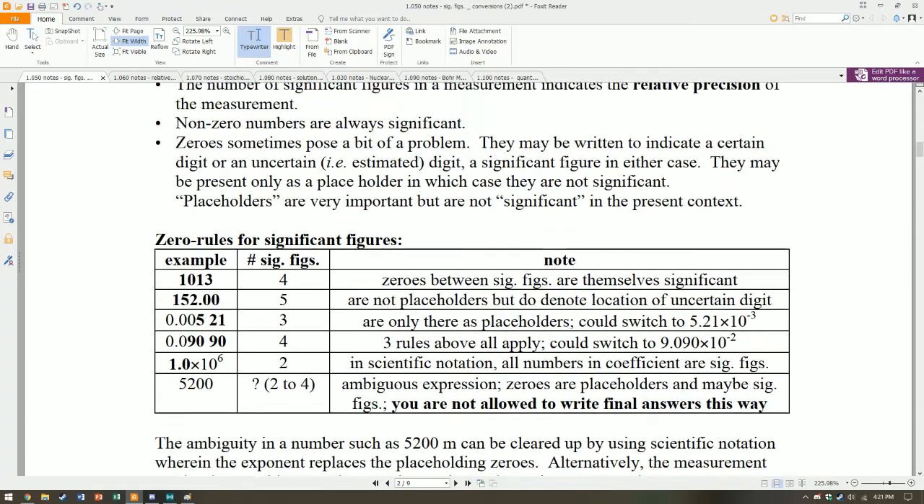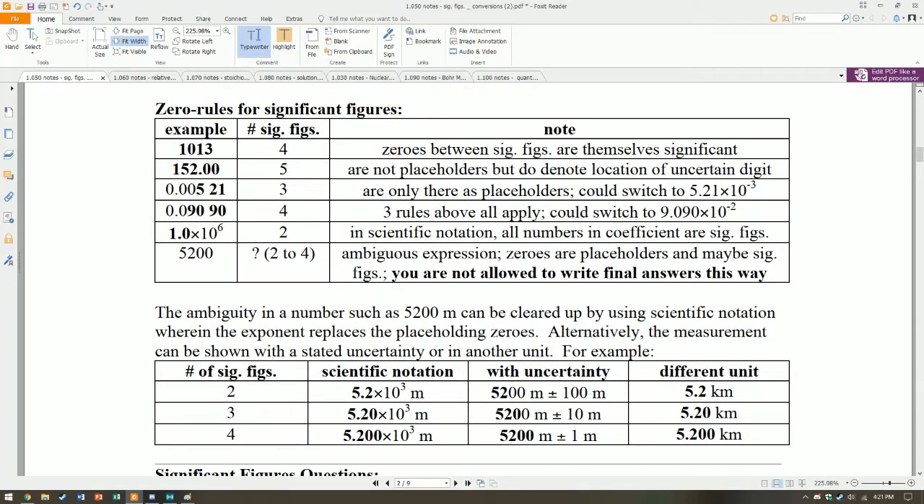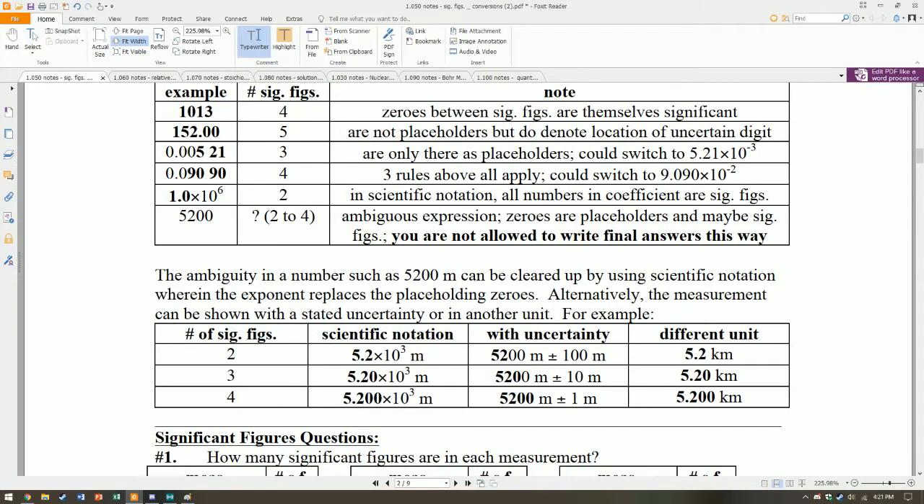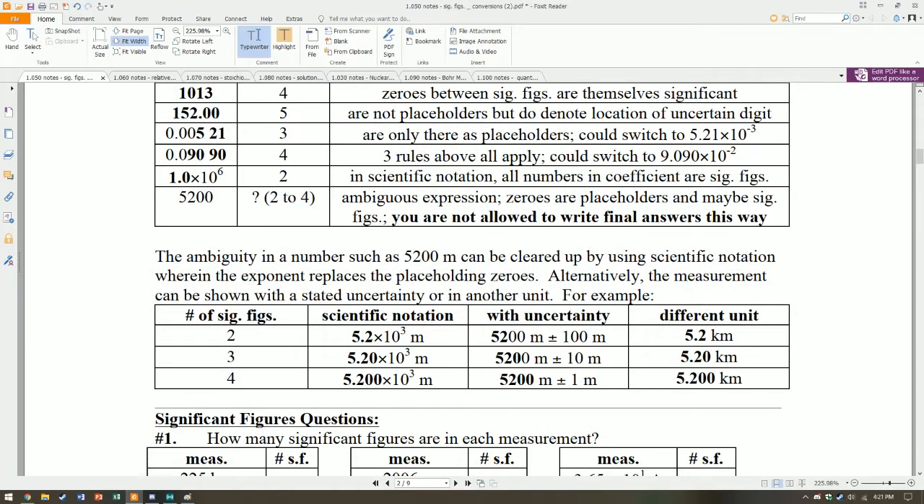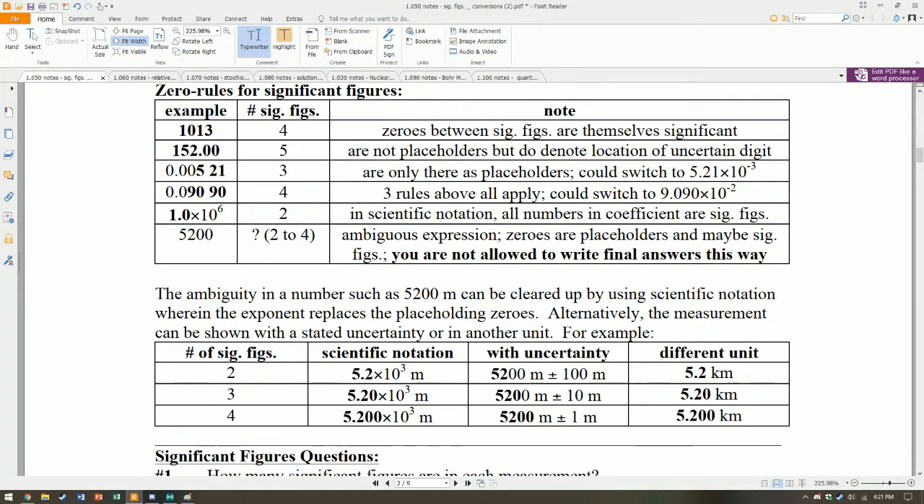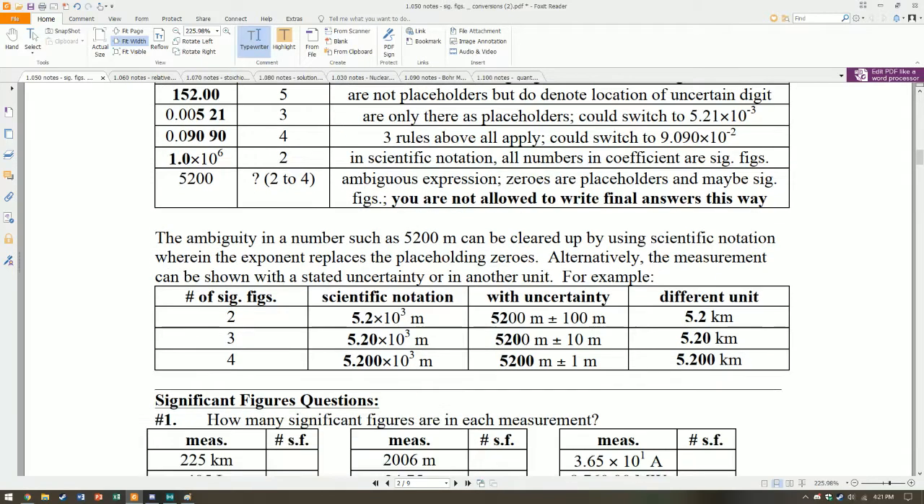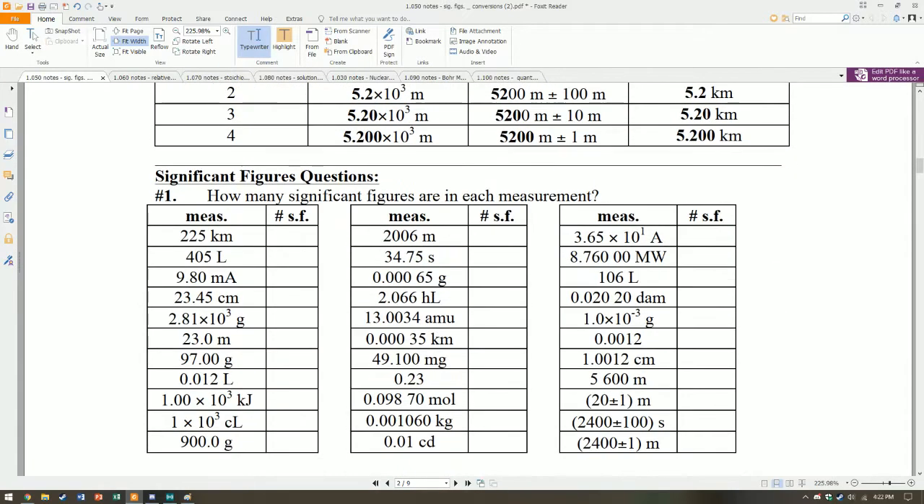You have to either switch it into scientific notation or change the units on it. So for example, you can report 5200 meters as 5.2 kilometers or 5.2 times 10 to the 3 meters. In experience, most people just tend to switch it to scientific notation. However, this is a good way of doing it too, and in some cases you might actually prefer it. Because I don't have all day, I'm just going to do the first three here.